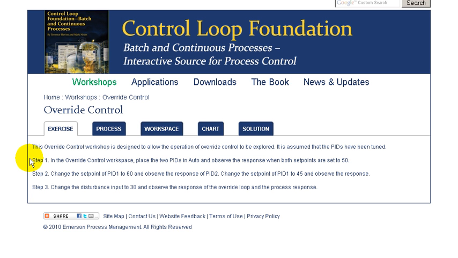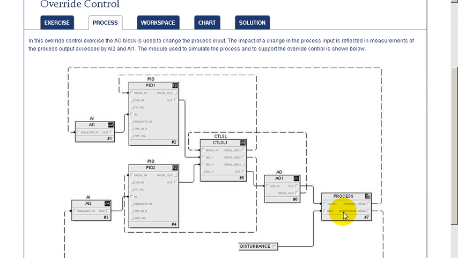In this exercise, we'll be examining an override strategy in which the set point of the primary control loop is changed over a range in which the constraint is used or not used, and also look at the impact of unmeasured disturbances on the relationship of the constraint and the control parameter.